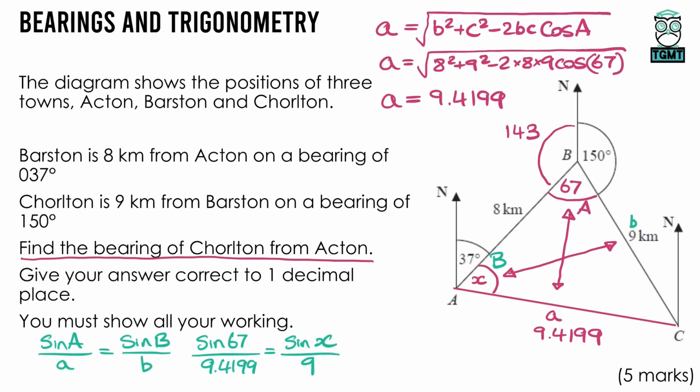We can rearrange this now by multiplying the 9 to the other side. So we get 9 sine 67 over 9.4199 is equal to sine x. Now we can type that into our calculator, and then we'll do the inverse of the answer. Or you can type it all in one go, completely up to you.